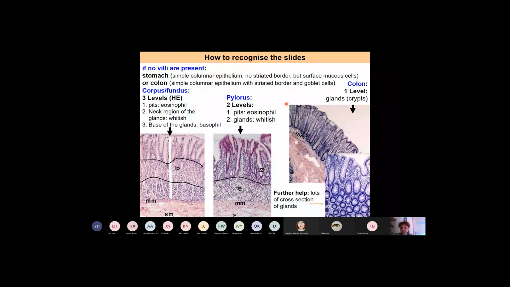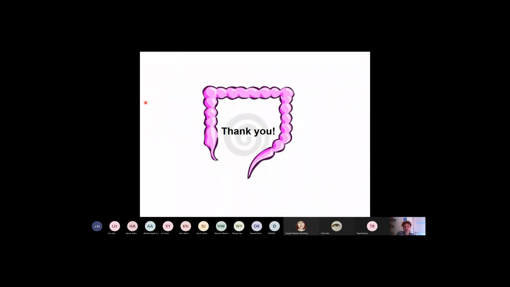And in the cardia of the stomach, you will always see the epithelial transition, which is very characteristic. Okay, so thank you very much.